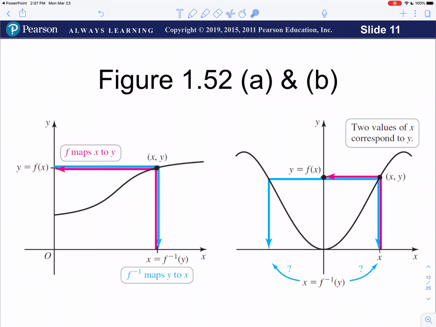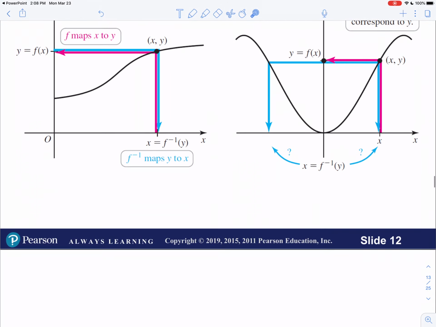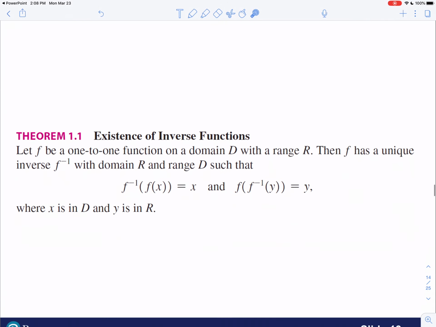Let's see. Notice that the one on the left is one-to-one. Every y corresponds to exactly one x, and every x corresponds to exactly one y. But on the graph on the right, we have a y value that corresponds to 2 different x values, right? So this one is not one-to-one. That means it does not have an inverse.